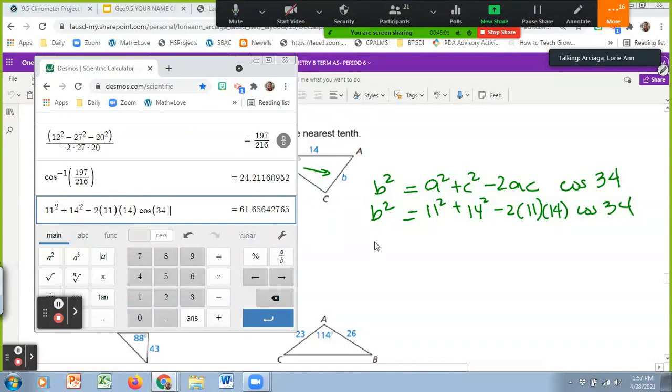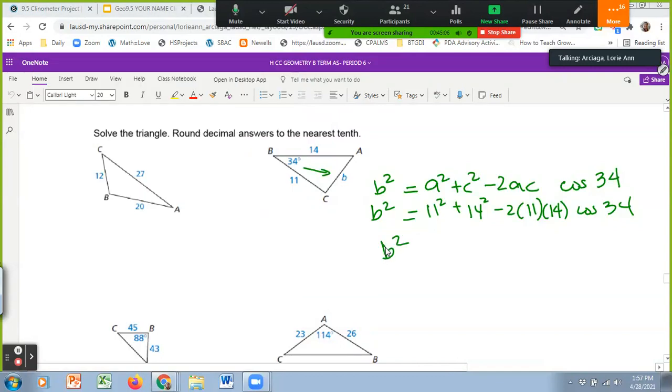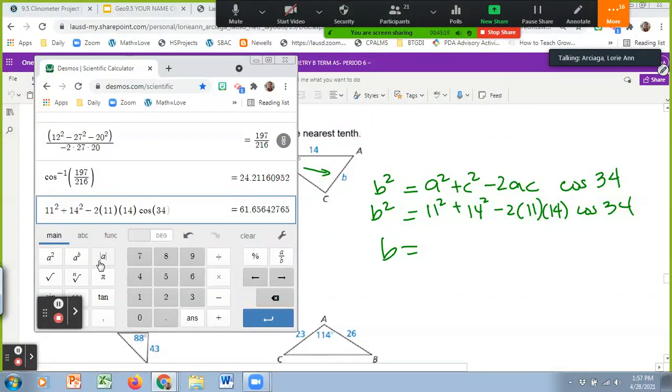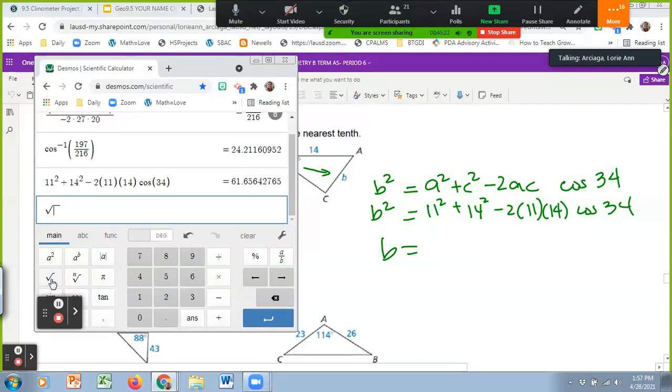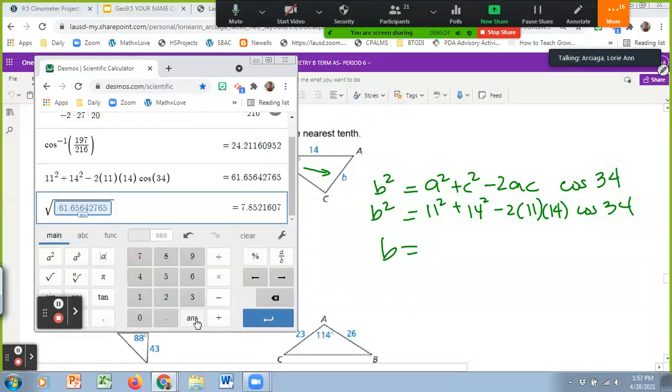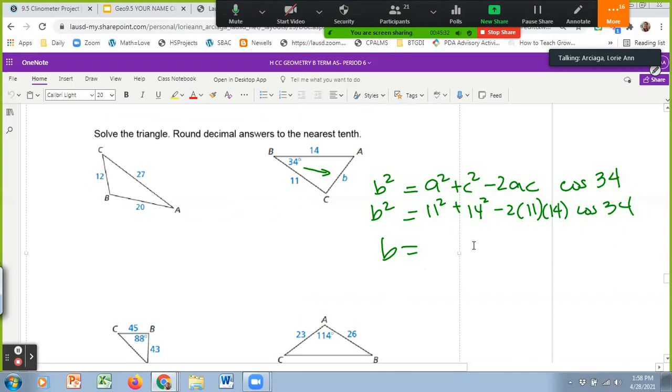Okay, so then b squared is equal to 61 point something. We have to square root it. Oh, I should have gotten the square root before I wrote the b over here. So, square root of the answer. Okay, so that's going to be 7.9 approximately. So b is 7.9. Okay, so that's the more straightforward version.